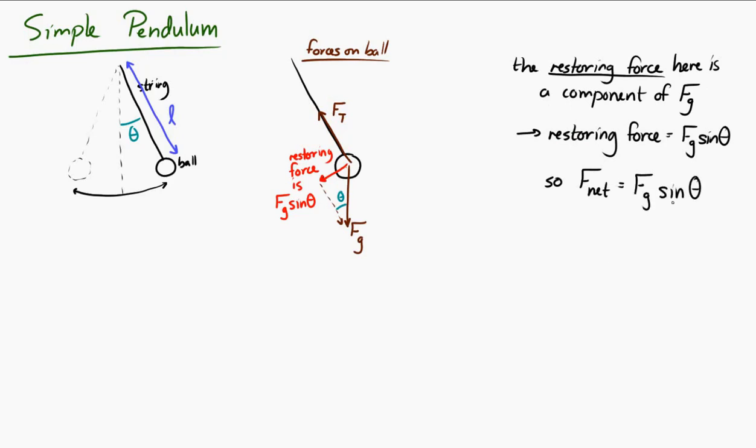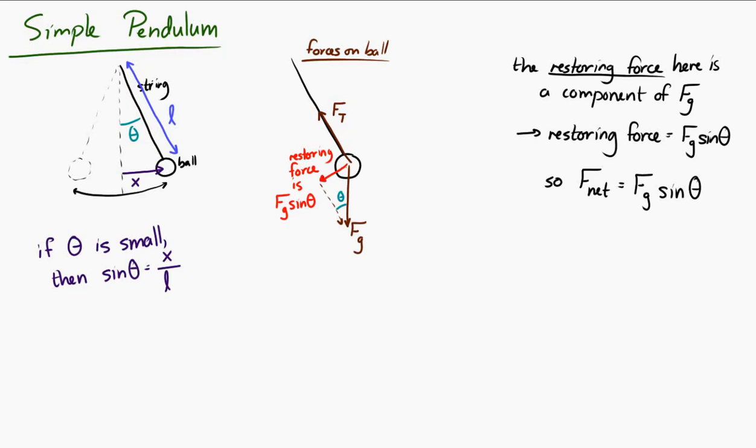Now here's where things might get a little uncomfortable. We're going to say that if theta is small, then the sine of theta is equal to x over L. And we're going to get that from this diagram over here. If you look, theta is here. It's the angle between the length of the string and a vertical line. And here's the length, L. And here is the displacement.